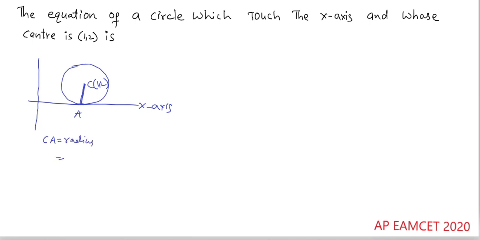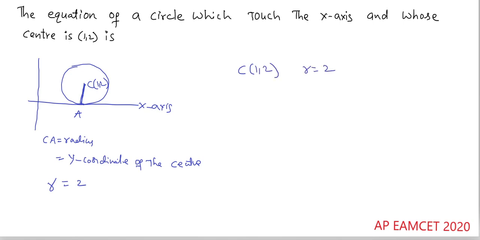So this radius of the circle is equal to y coordinate of that point, y coordinate of the center. Here y coordinate of the center is 2. So radius R is equal to 2. And center is given, that is (1, 2), R is equal to 2.